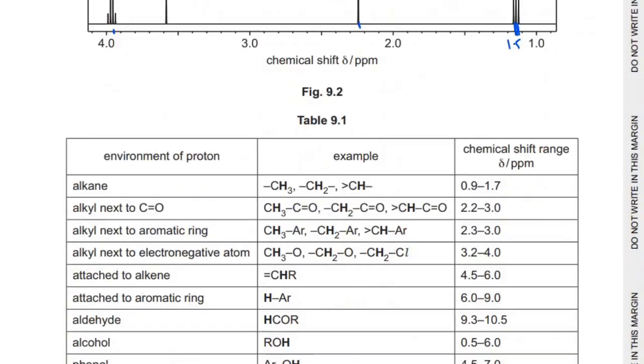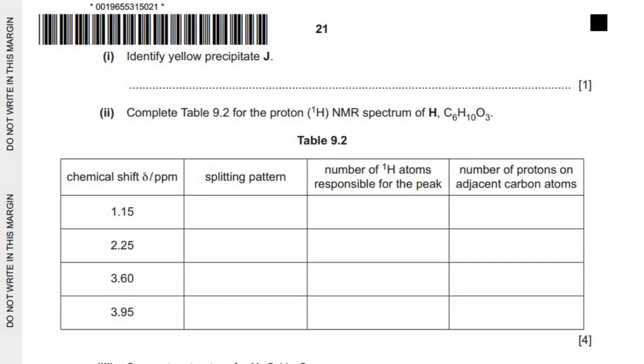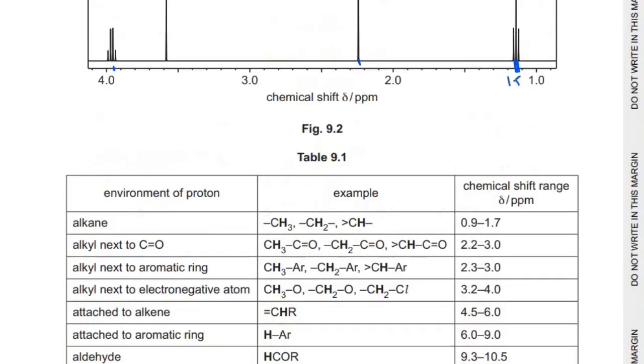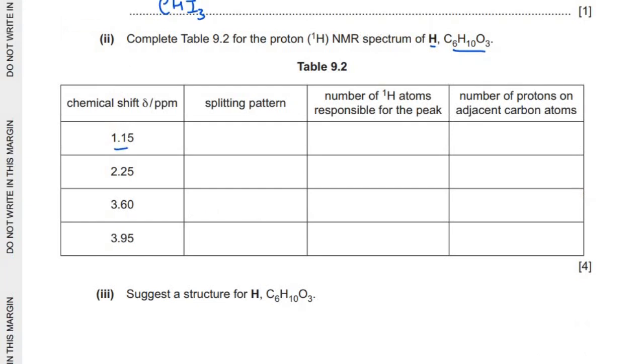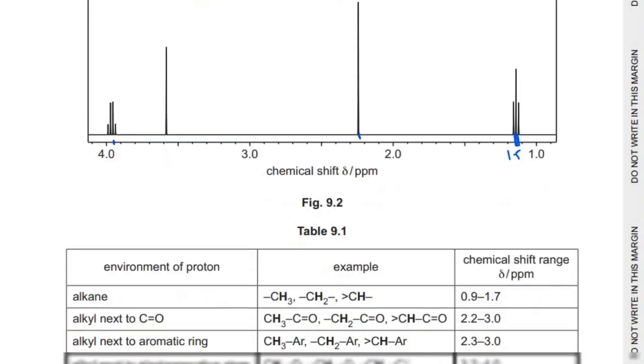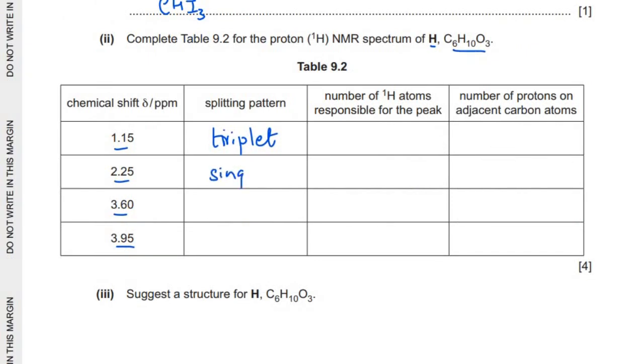And if we go ahead, yes, we have a table for the chemical shifts of the proton. Okay, here it says identify yellow precipitate J. We know that the yellow precipitate is CHI3, that is triiodomethane. Complete table 9.1 for the proton NMR spectrum of H, C6H10O3. Okay, now we also need to understand that we have a list of peaks at 1.15, 2.25, 3.6 and 3.95. Now we have already seen that the splitting pattern at 1.15 is a triplet. Let's see the remaining part. I think the next was a singlet. Yes, then the next two are a singlet and then a quartet. So let's write that first, the two singlets, and then a quartet. This is how we write.